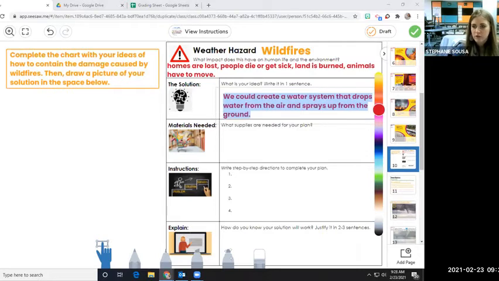Place that in the chat for you. So we are going to combine the ideas that were shared so far. We're going to create a water system that drops water from the air and sprays it up from the ground because we know that water is a great way to combat fire. Okay. So we took our idea and we put it in a sentence.